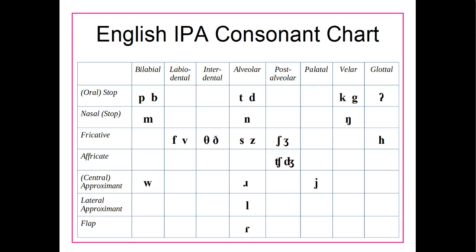This column here has the labels for the manners of articulation. So this top row is going to be the oral stops. This next row is the nasal stops. Then we have the fricatives, the affricates, the approximants, both central and lateral. You don't need to distinguish between those two for anything I will be giving you. That's just something that your book did in the chart, so I kept it the same here. And then we have the flap sound.